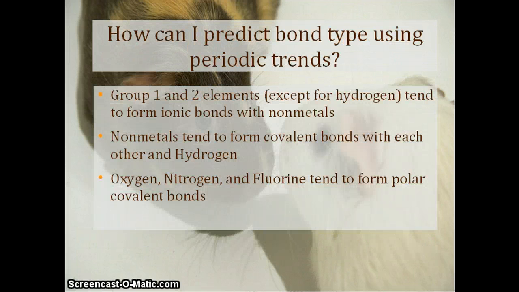You can predict the type of bond based on trends in the periodic table. Group 1 and 2 elements, except for hydrogen, tend to form ionic bonds with nonmetals. Nonmetals tend to form covalent bonds with each other and hydrogen. Oxygen, nitrogen, and fluorine tend to form polar covalent bonds.